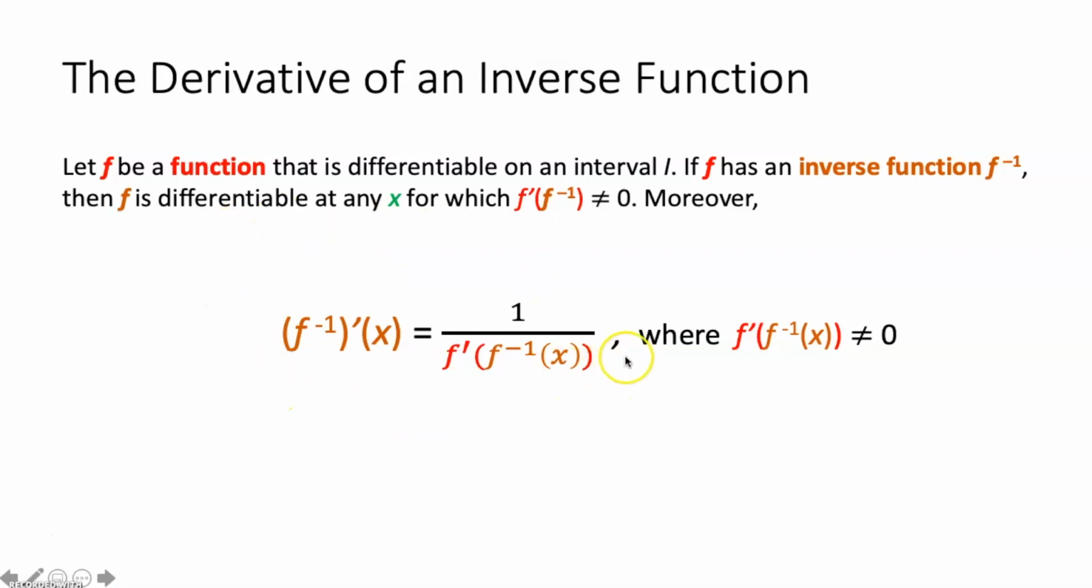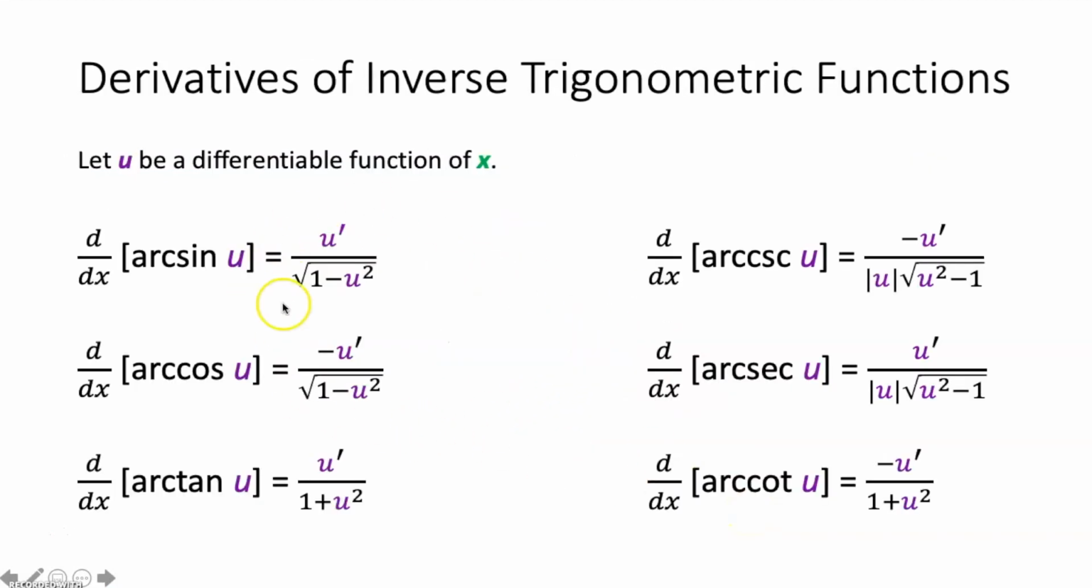Now, this is a formula that you need to memorize. This is the derivative of an inverse function. This comes up all the time on the AP test. You need to memorize this formula. Now, here are some other formulas you need to memorize. So these are the derivatives of inverse trig functions, and we have arc sine, arc cosine, arc tan, arc cosecant, arc secant, and arc cotangent.